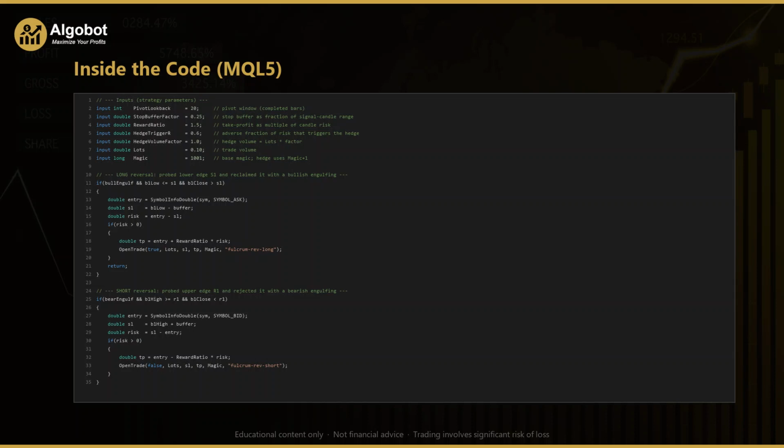The short block is the mirror. If bear engulf, and the signal candle's high is at or above R1, and its close is below R1, the entry is taken at the bid. The stop is the candle high plus the buffer, and the take profit is the entry minus the reward ratio times the risk. The open trade call with false sends the sell. Notice both sides read their stop and their target straight from the candle, not from any indicator.